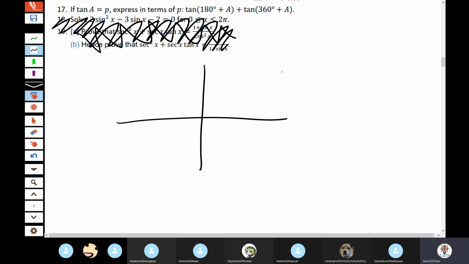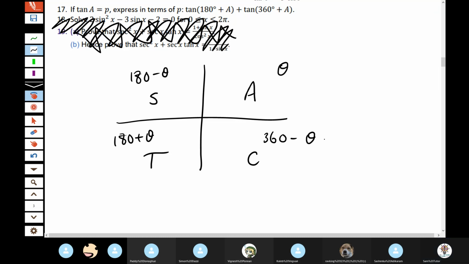All stations to central. We have A here, we have S here, we've got T here, and we've got C here. Theta, 180 minus theta, 180 plus theta, 360 minus theta. Sounds good? Okay.